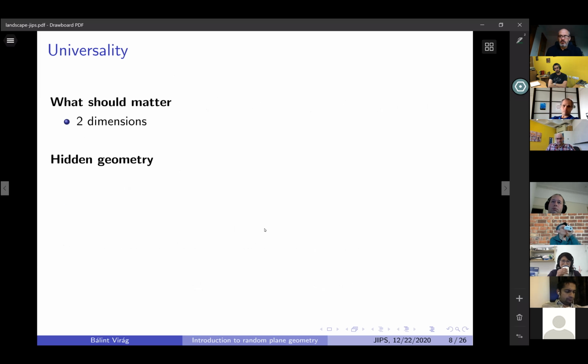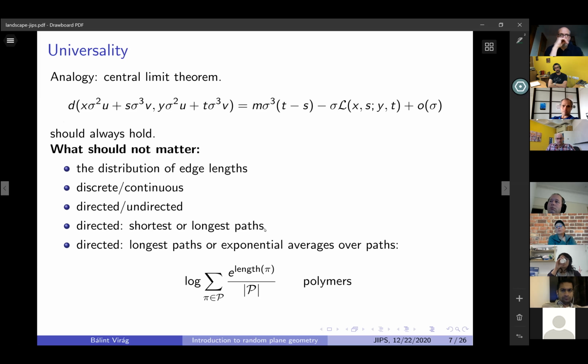When you say what should not matter, you mean all of these things are currently conjectures? Most of these things are conjectures. Yeah, there are a few theorems, and I'll tell you about them later. In fact, to this precision, the only things that have been proved are last passage percolation models. Okay, polymers are proved almost to this precision, but I'll tell you about that a little bit later.